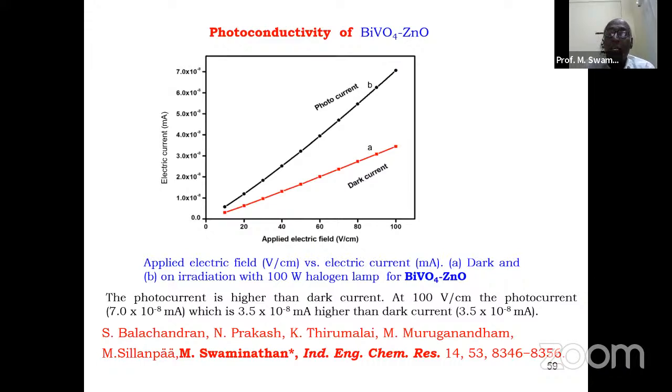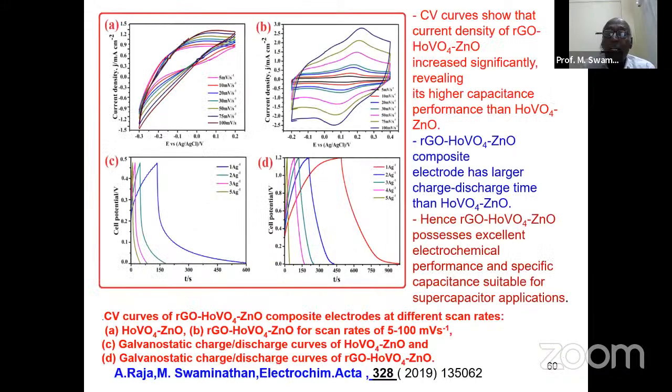Another one is the application of catalyst material in supercapacitor applications, as an electrode. Here we measured this RGO holmium vanadium zinc oxide by CV. You can see the wide current density curves showing that. That means they have the higher capacitance performance.